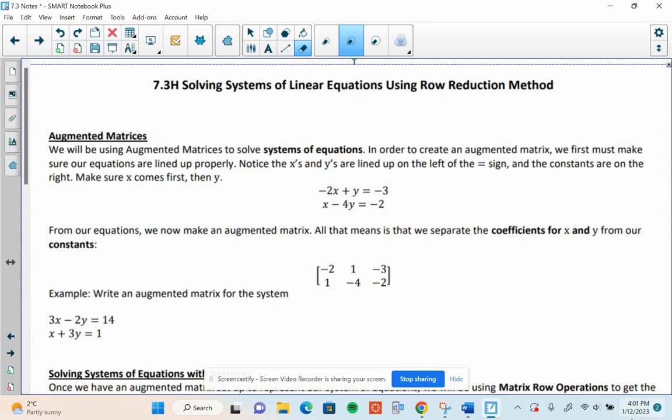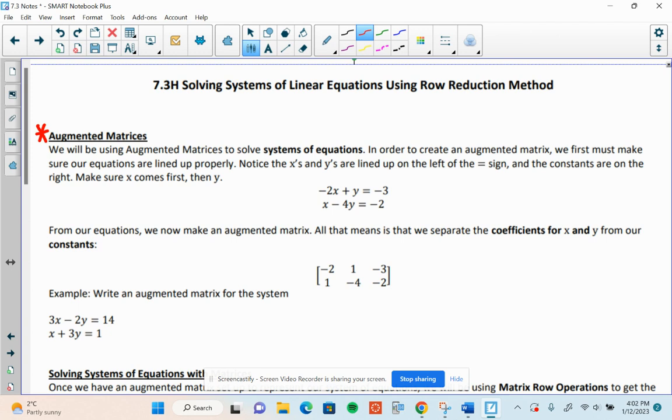Okay, welcome to solving systems of linear equations using the row reduction method. We need to understand some vocabulary, so we're going to talk about what we mean by an augmented matrix. What are augmented matrices? We're going to use them to solve systems of equations.